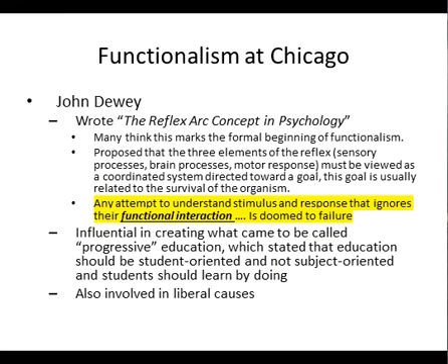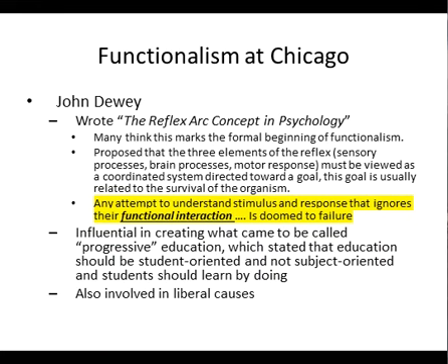Now, functionalism at Chicago. Let's go back to John Dewey. John Dewey wrote about the reflex arc concept, and you recall we mentioned this previously. Many think that this particular paper marks the formal beginning of functionalism. He proposed that there are three elements of the reflex. In a common reflex, there's a stimulus and a reaction that happens because of it. So he proposed that the three elements are sensory processes, brain processes, and motor response.